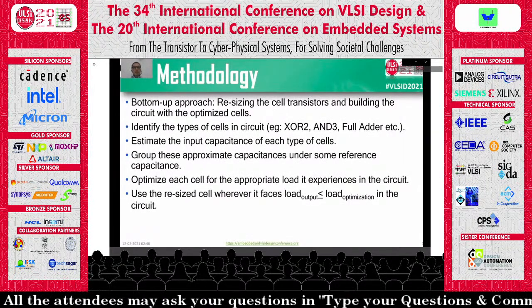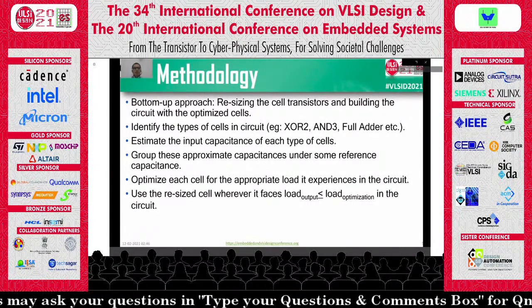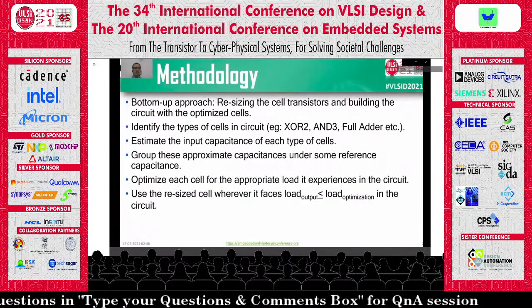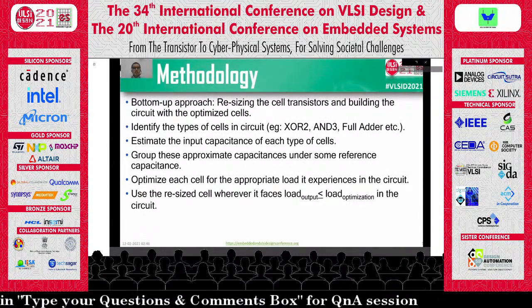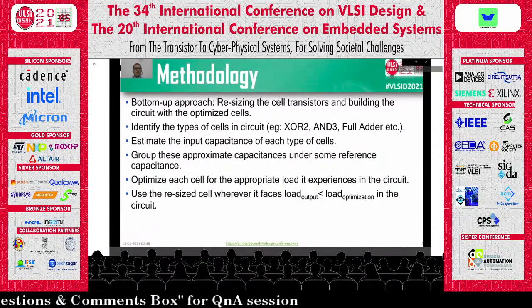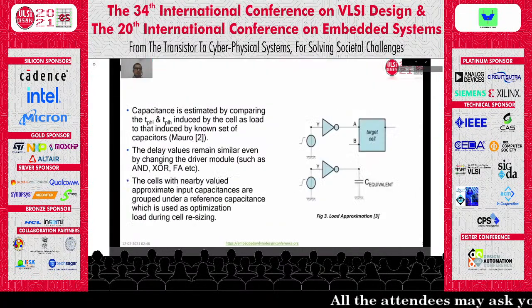Next, we calculate the input capacitance of each cell category for the delay calculations at various stages. Then the algorithm optimizes the cell for low power while keeping the propagation delay in bounds for the given load with respect to the nominal sizing. The optimized cell can replace the nominal sizing instance in the same or across multiple circuits wherever it faces a load of less than or equal to the optimization load.